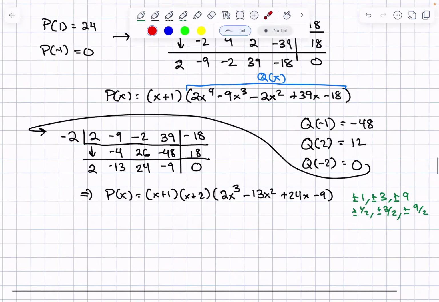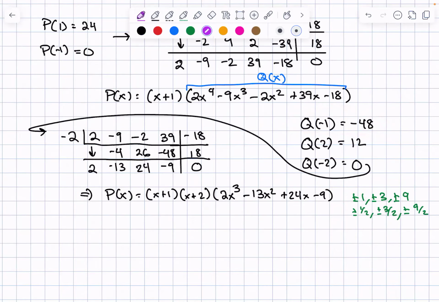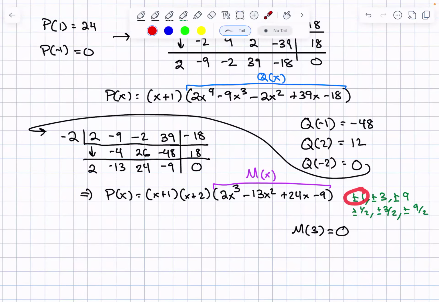And the reason why we needed to check negative 1 with q is because we weren't sure whether or not it was a repeated root. But once we saw that negative 1 didn't work, we were confident that we don't need to check it anymore. So we can just cross those out and we'll just look at, let's call this m of x. And so we'll do m of 3, which is equal to, luckily enough, 0.